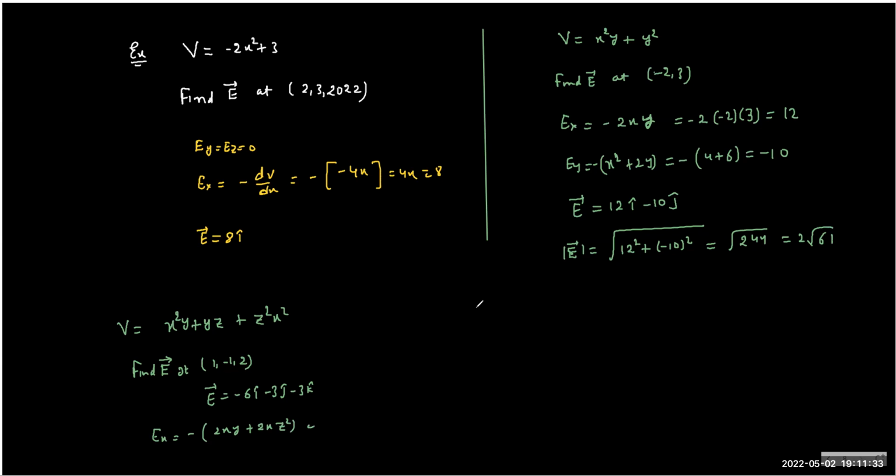And the fourth question is, if I give you E vector as y i cap plus x j cap, if the potential at 1 comma 1 is 6 volt, find the potential at x comma y.